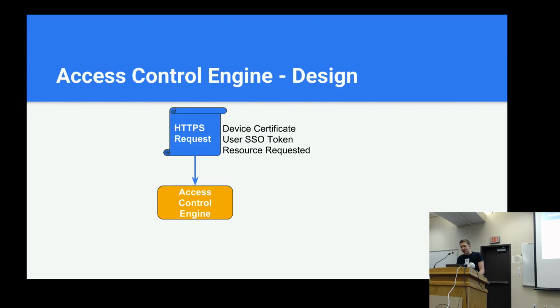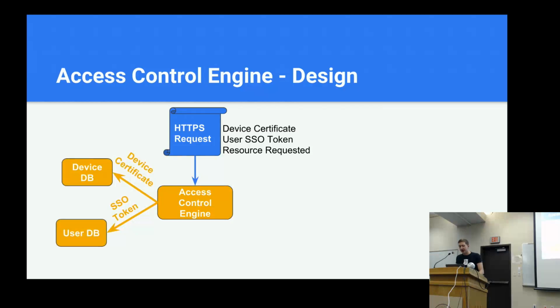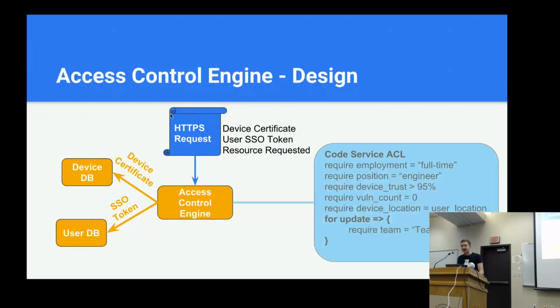So basically, we send our HTTPS request with our device certificate, the user SSO token, which we'll get to in a second, and the resource that was requested, right? So imagine I'm trying to go to Kyle's awesome red team repository on GitHub. Then the access control engine's like, all right, thanks for your certificate. Let's go check it against the device database and pull all the security information, et cetera, from the device database. Then we take the user's SSO token, which we'll talk about in a second, and we get all the information from the user, right?